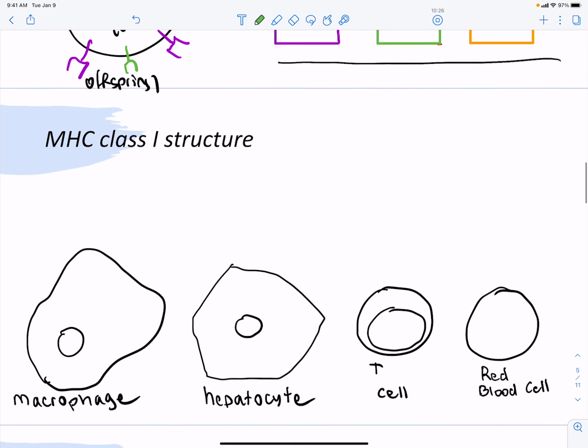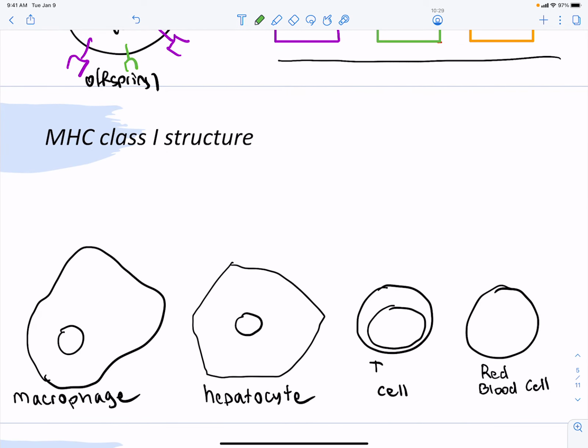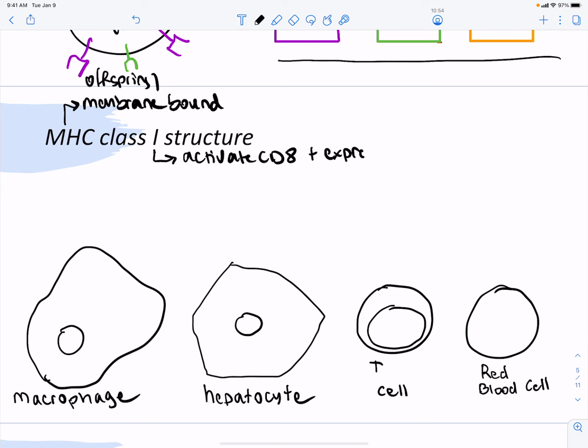Now let's next talk about the structures of your MHC molecules. So let's talk about just some general things. MHC is always going to be membrane bound. It's not like your antibodies that can be secreted. And MHC Class 1 is going to activate CD8 T cells. That is never going to change. And MHC Class 1 is expressed by all nucleated cells.